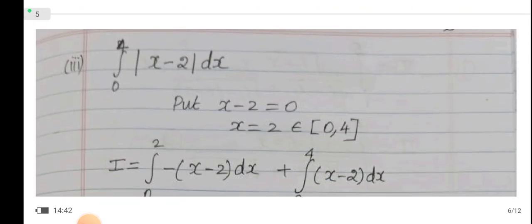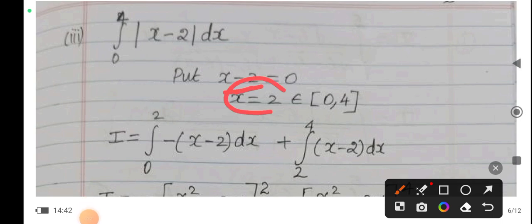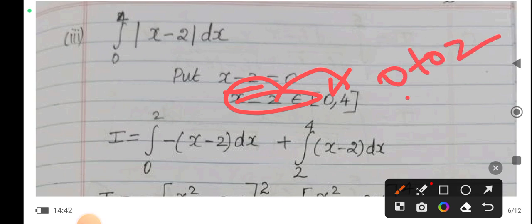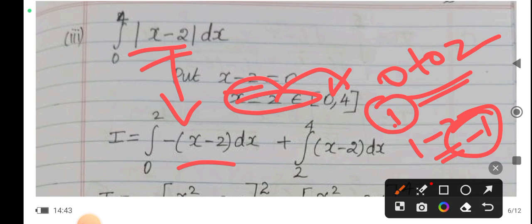Then the third subdivision. Integral 0 to 4 modulus x minus 2 dx. We are doing x minus 2 equal to 0, so x equal to 2. 2 belongs to 0 comma 4 only. So 0 to 2 is one interval, 2 to 4 is one interval. In 0 to 2 take one number, 1 if you are considering now. You apply 1 here in x minus 2. 1 minus 2 we are getting minus 1, negative. So in 0 to 2 we are getting a negative value. You have to write modulus as negative of x minus 2. Why, sir? Because modulus we are not going to take as it is for integration.